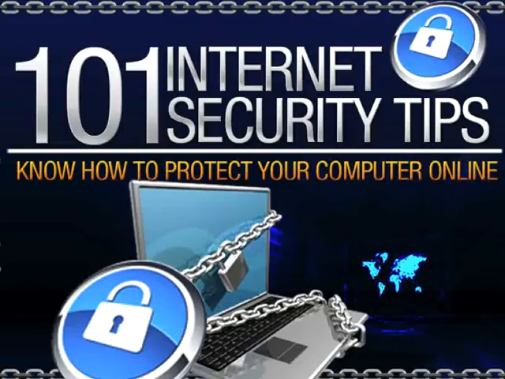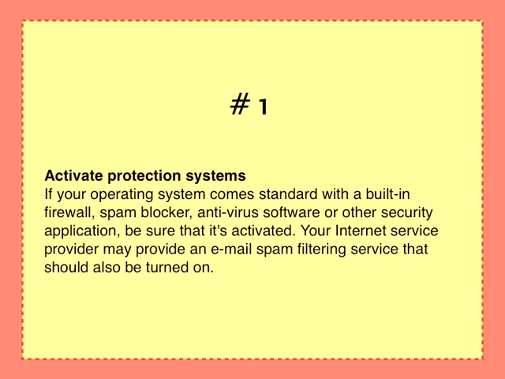101 Internet Security Tips. Know how to protect your computer online. Number 1. Activate protection systems. If your operating system comes standard with a built-in firewall, spam blocker, antivirus software, or other security application, be sure that it's activated. Your internet service provider may provide an email spam filtering service that should also be turned on.